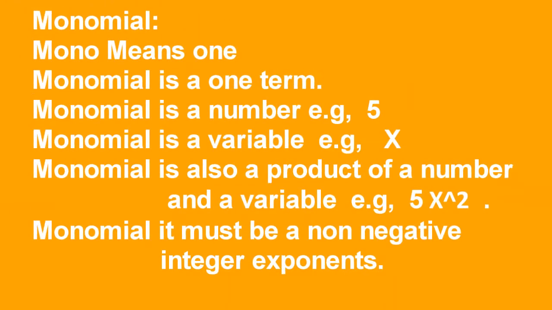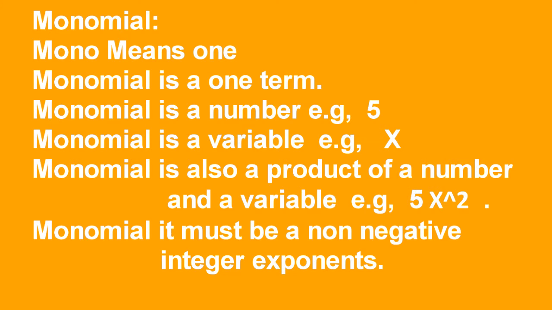Now, regarding monomial, mono in Greek language means one. So monomial is one term, and term means a unit. A monomial, for example, can be a number like 5. 5 is unique, separate, it's one piece, so we call it monomial.